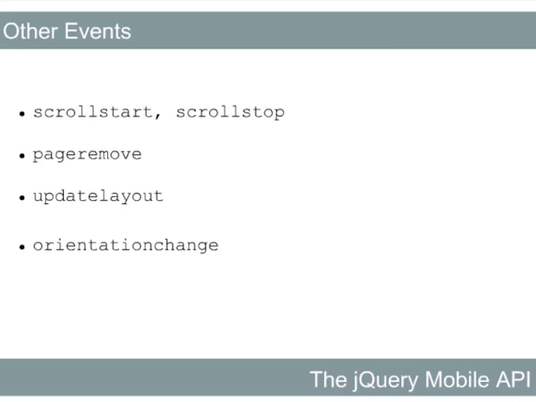The update layout event is fired whenever one of the jQuery Mobile widgets updates itself or something like that. So you can bind to that.